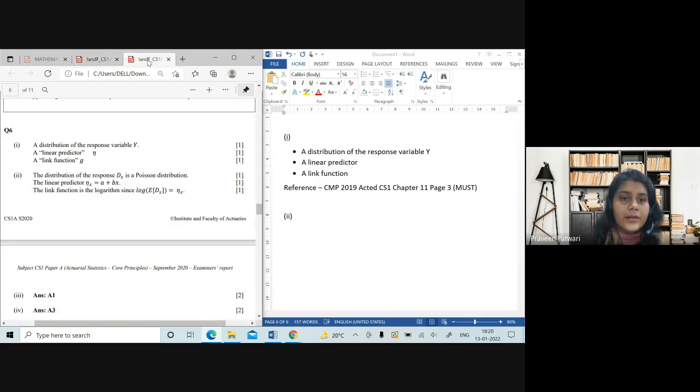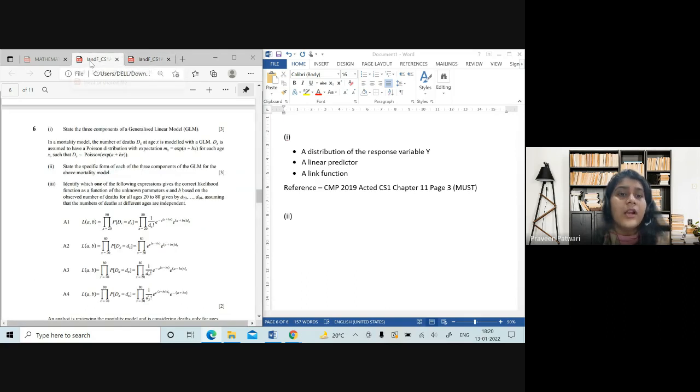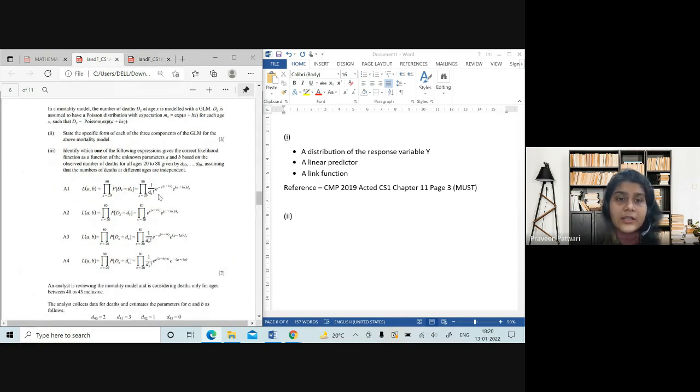After that, yes, that's all. Part three, as you can see, is something that involved a lot of algebra. So they've simply converted it into an MCQ. Identify which one of the following expressions gives the correct likelihood function as a function of the unknown parameters A and B based on the observed number of deaths for all ages 20 to 80 given by D20 dot dot dot D80, assuming that the number of deaths at different ages are independent.